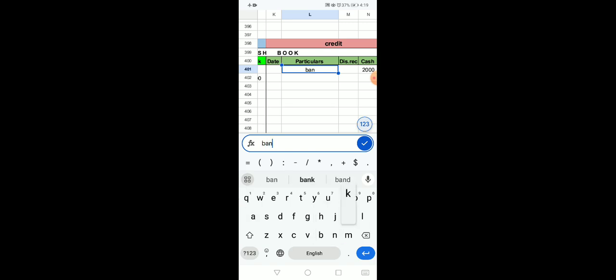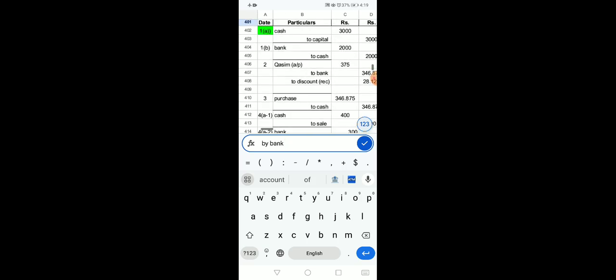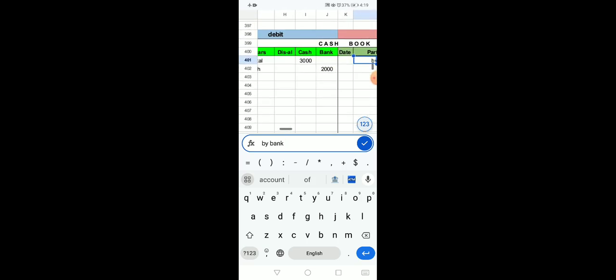But at this stage, you will write an additional word beside this, that is "by". Whatever you will write on the credit side in a particular column, you will use "by" as a prefix to the reference. Whatever you are writing over here, you will use the word "by" beside the original reference. Now see its date, which is 1B.